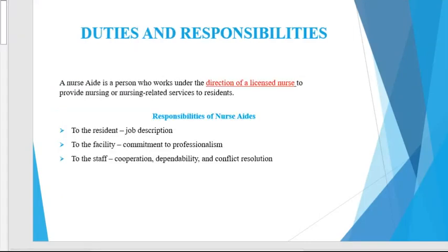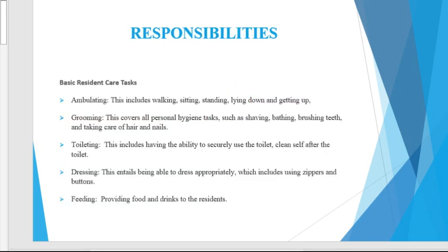Now, what are your duties, your responsibilities as a nurse aide? A nurse aide is a person who works under the direction of a licensed nurse, maybe LVN or RN, to provide nursing or nursing-related services to the resident. As a nurse aide, you have job responsibilities towards your residents, the facility, and staff also. Your responsibility towards your residents is mainly providing basic care.